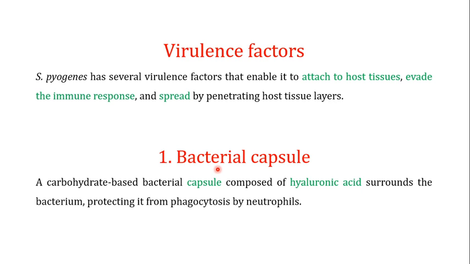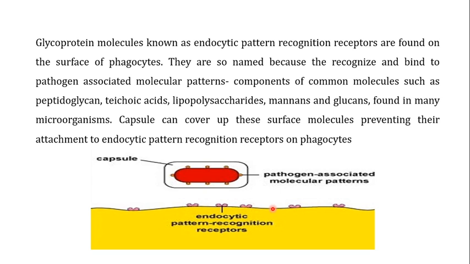The first important virulence factor of S. pyogenes is the capsule, which is the bacterial capsule in this particular case. Now, the capsule of S. pyogenes is a carbohydrate based bacterial capsule, and it is composed of hyaluronic acid that surrounds the bacterium, protecting it from phagocytosis by the neutrophils. Now, how does the bacterial capsule actually prevent phagocytosis of S. pyogenes by the neutrophils?